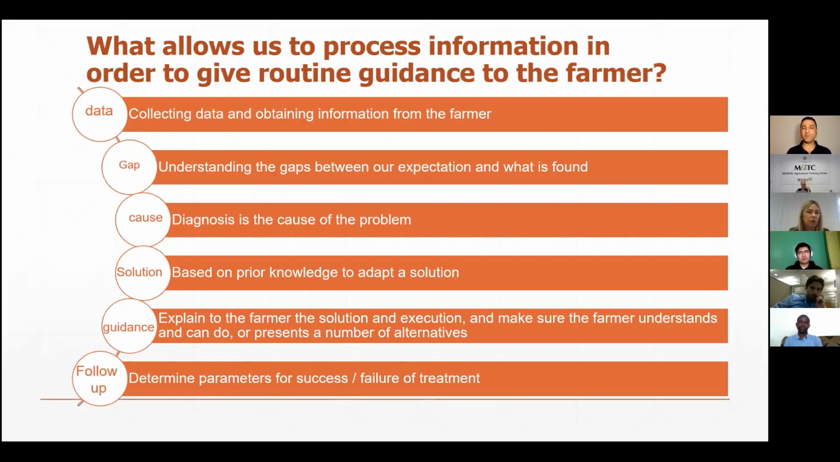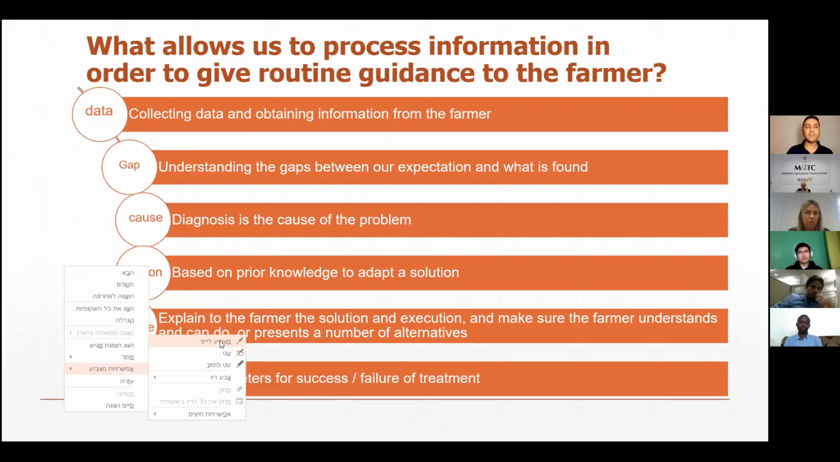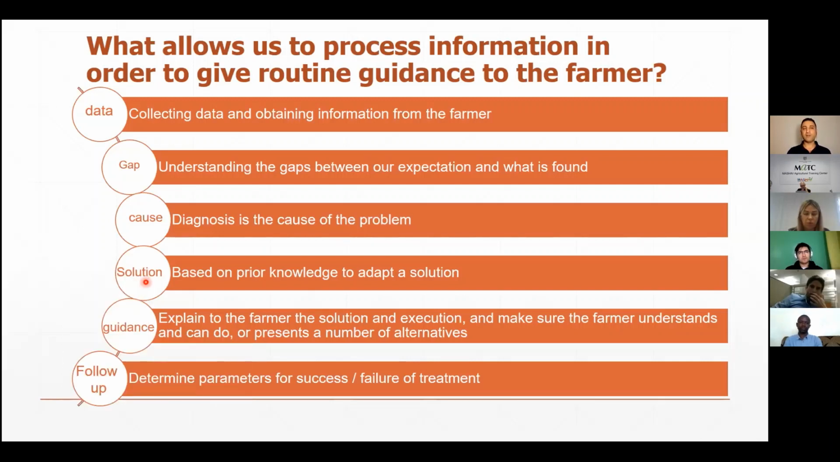And then we will start to think about a solution. Just a second, I will add this one. Okay, and then we will think about the solution that we want to offer to the grower. This is based on prior knowledge that we collected with our own experience and the adapted solutions that we know are common. And then we will have the guidance. We will explain to the grower exactly what the solution is, how to do that, how to apply. And then the next stage will be follow-up.